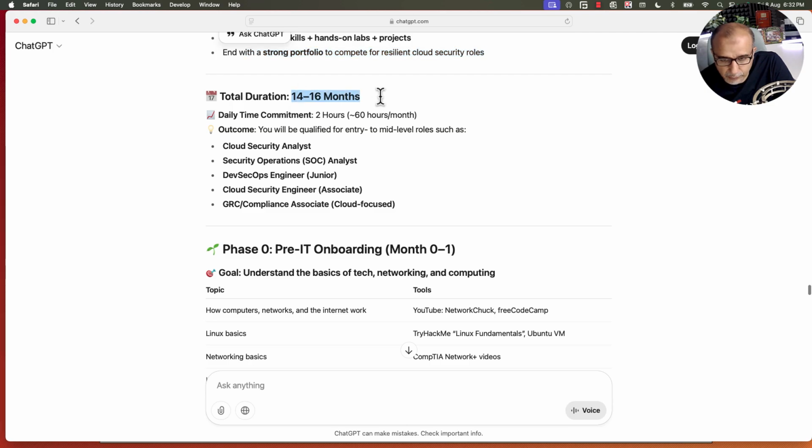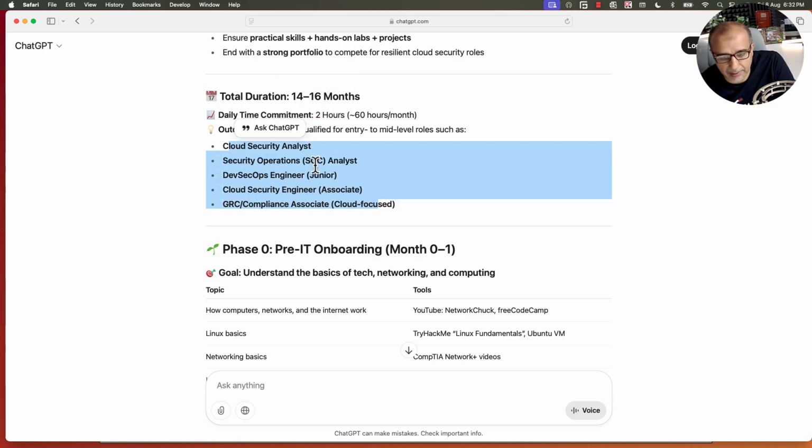So total duration is 14 to 16 months. And the reason behind that is it has included both AWS and Azure. And it had included also the part that has to do with GRC and compliance and auditing. So this 14 to 16 months will prepare you with 2 hours per day for all of these jobs in security: Cloud security analyst, security operation SOC analyst, DevSecOps Engineer Junior, Cloud Security Engineer Associate, and GRC and Compliance Associate.